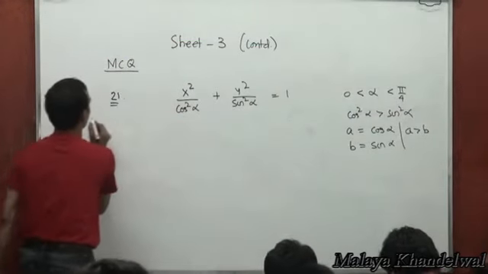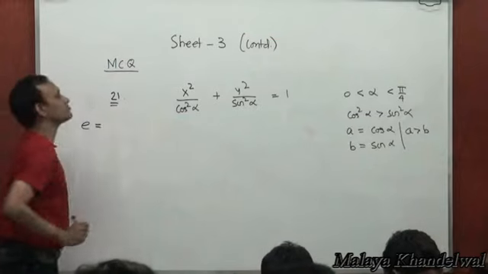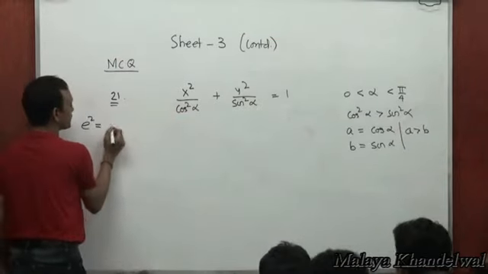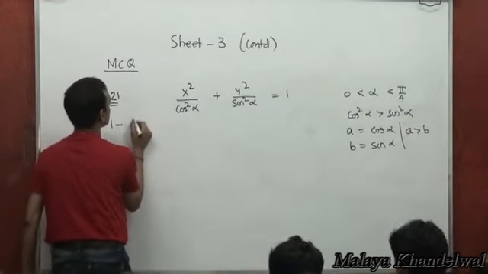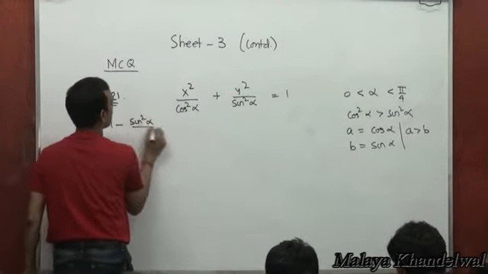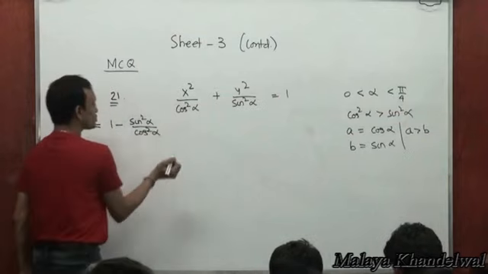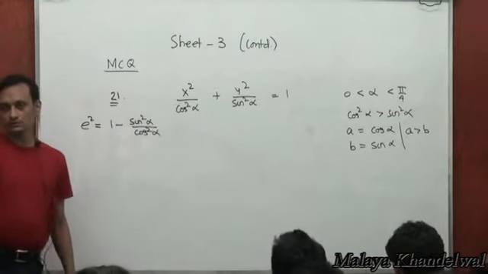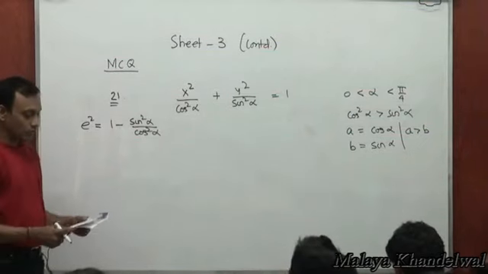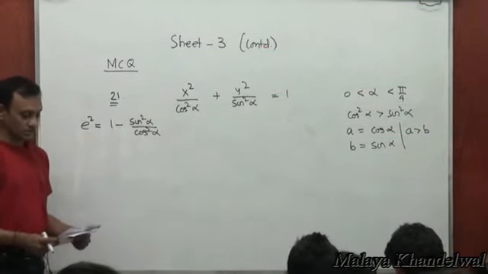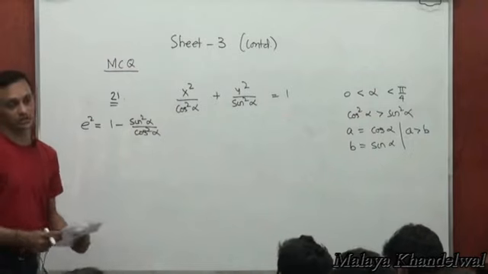Now, what's the eccentricity? The eccentricity would be such that e squared is 1 minus b squared by a squared. So 1 minus sin squared alpha by cos squared alpha, right? That will give me the eccentricity. Now we need to find the locus of the extremities of the latus rectum.